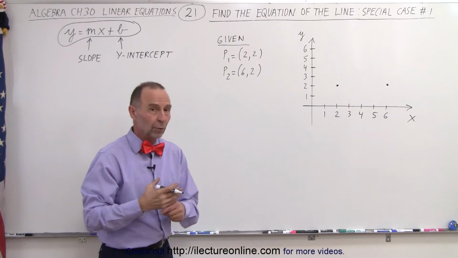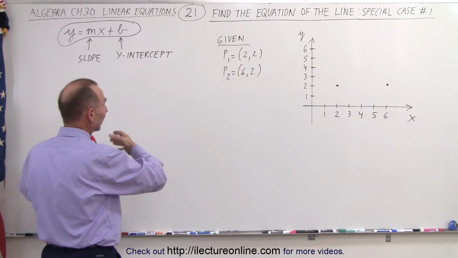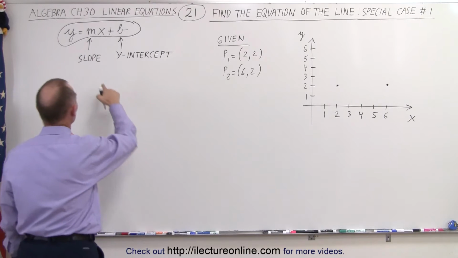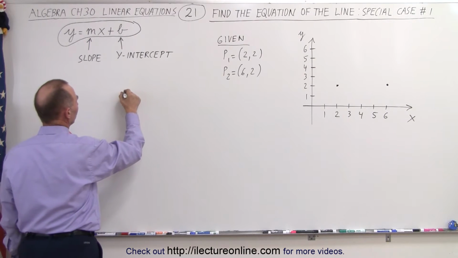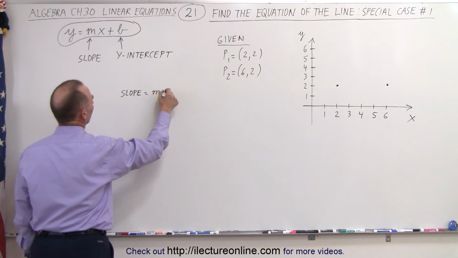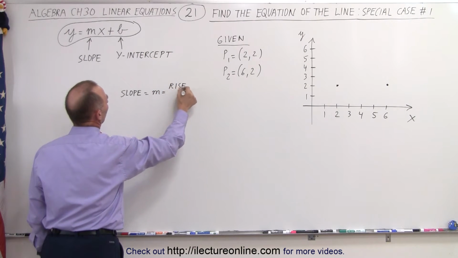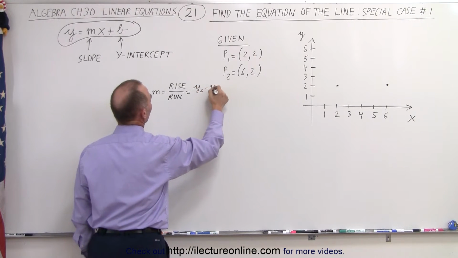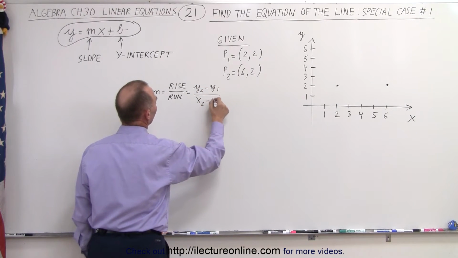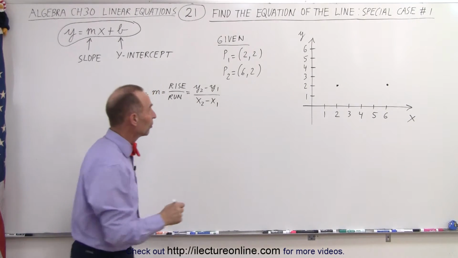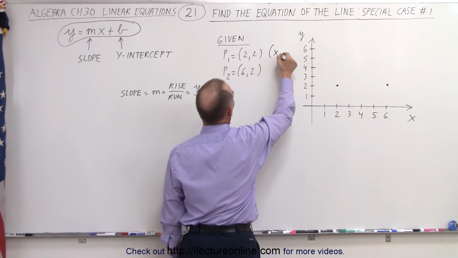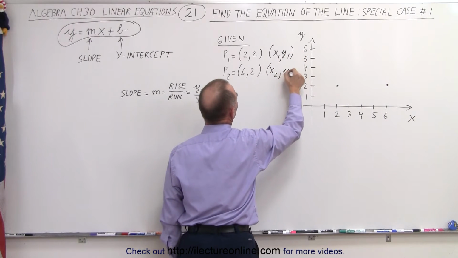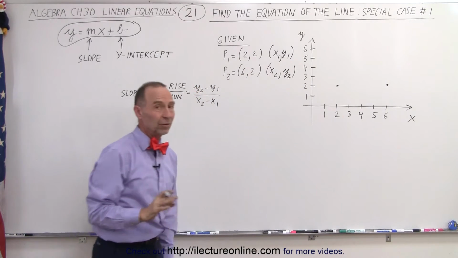Well, we're going to start using the same techniques as before. We're not given either the slope or the y-intercept, so we're going to start by finding the slope. By definition, the slope, which is equal to m, is the ratio of the rise over the run, and of course that would be equal to y2 minus y1 over x2 minus x1. So we should label these points. This point would be x1, y1, and this point would be x2, y2. If we label them, we're less likely to make mistakes.